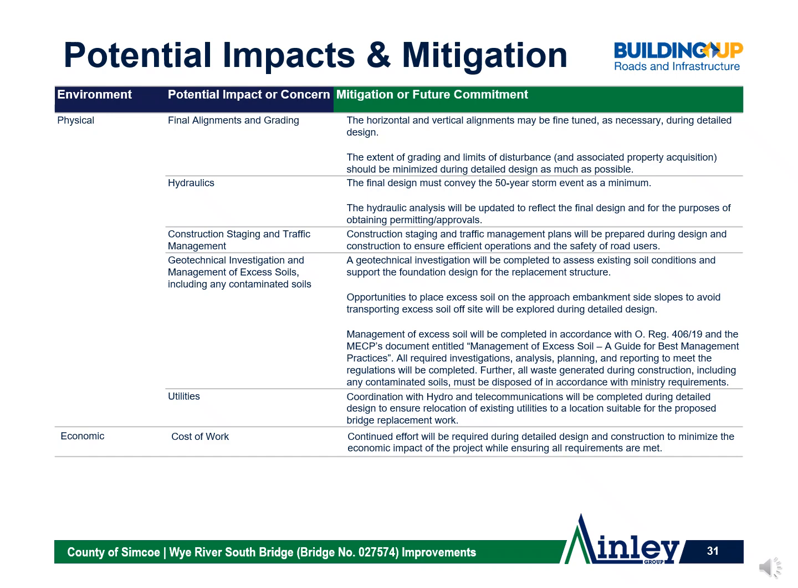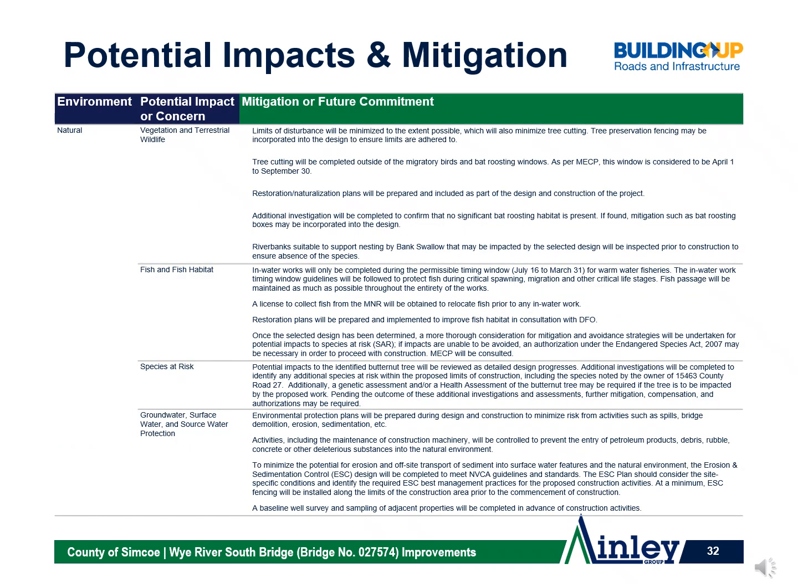all requirements are met. With regards to mitigation measures to minimize impacts to the natural environment, as previously noted, efforts will be made to reduce the limits of disturbance through detailed design, which will also help limit vegetation disturbance. Any tree cutting that is unavoidable will be undertaken outside of the migratory birds and bat roosting windows. Similarly, any in-water works will be limited to the permissible window, and restoration and habitat improvement plans will be developed during detailed design in consultation with a qualified ecologist.